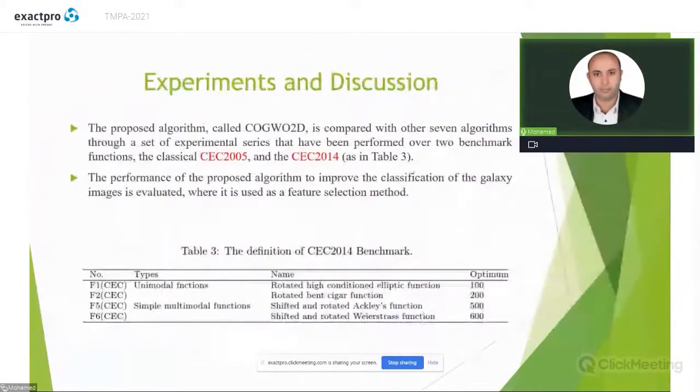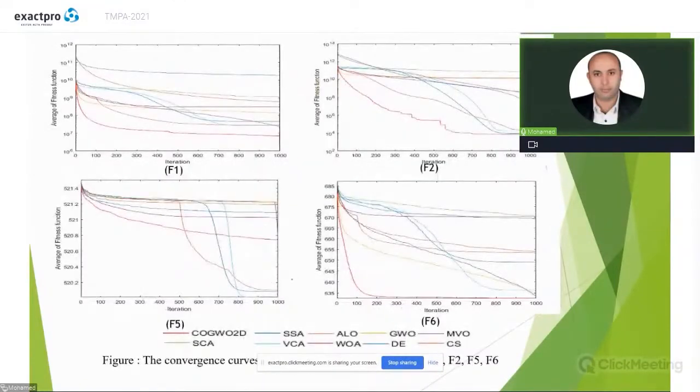To evaluate the performance of this algorithm, we're using different global optimization functions, some of them from the computational competition of 2014, and this is the definition of each function. And these are the results obtained by our algorithm. From these results, we can see the high performance of the operators combined with the gray wolf as we compare it with the traditional gray wolf algorithm.